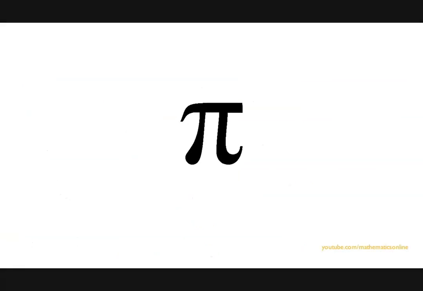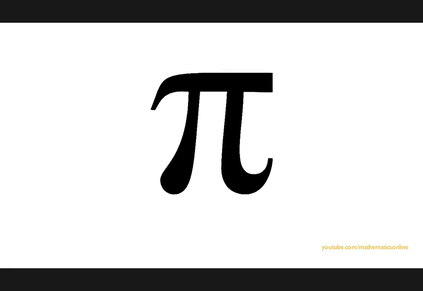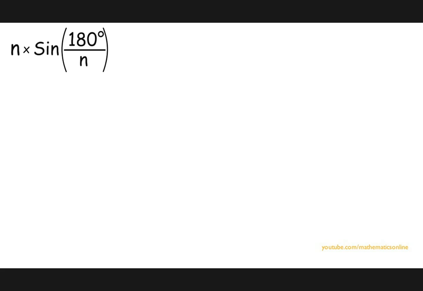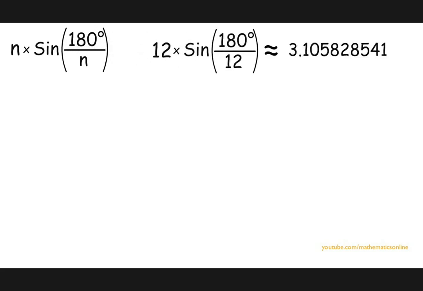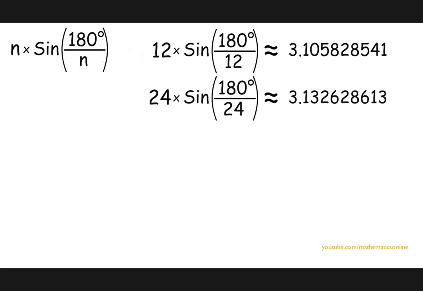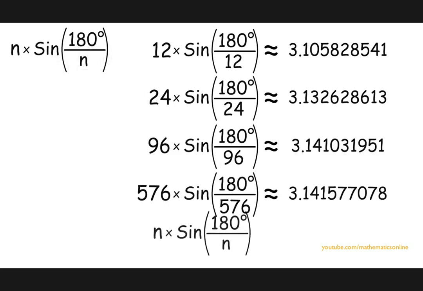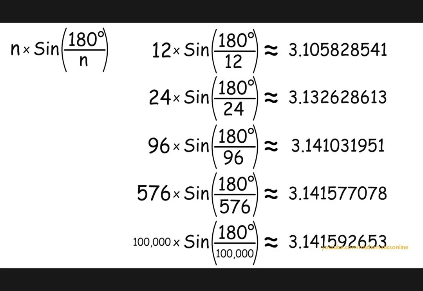This is pi, but how did Archimedes calculate it? Here's a formula that is derived from Archimedes' method that approximates the value of pi. We can input any positive integer for n, and the result will give us an approximate value of pi. The higher the value we input for n, the closer we get to pi. So now, why does this equation work?